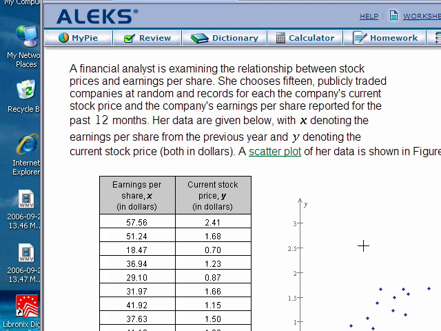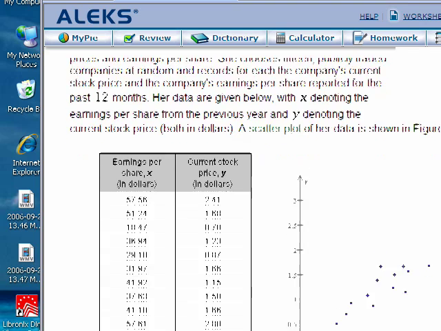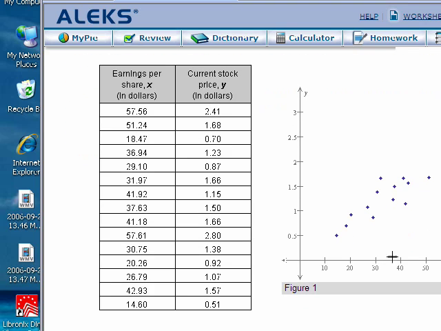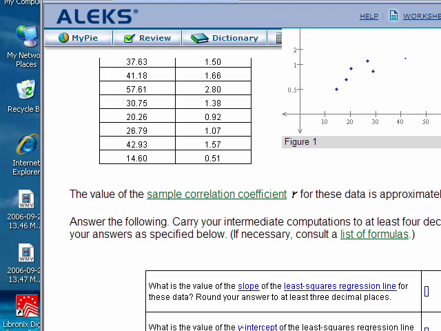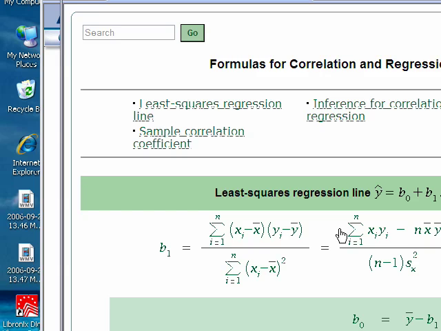And so we have a scatter plot here of the data. We have the X value, that's the earnings per share, and this is the price of the stock. And it looks like we have a positive linear relationship. So they want us to find the value of the correlation coefficient. And so when we click on list of formulas, that will help us find the value of the correlation coefficient.